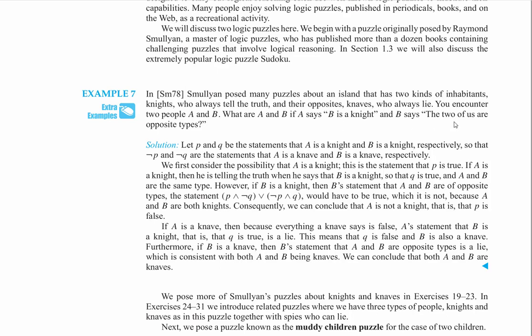Does that work with what B says? A and B are both knaves, and so everything that B says has to be false. And B says the two of us are of opposite types. That's false. They're both the same type, both knaves.